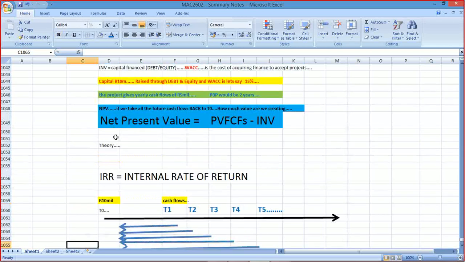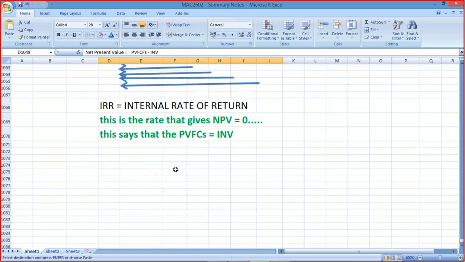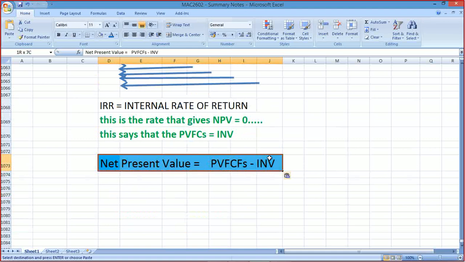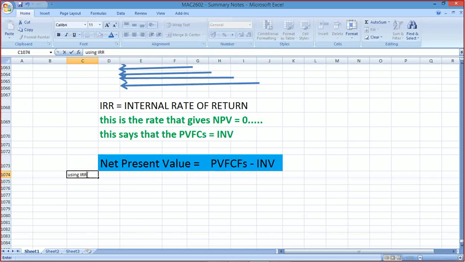Okay, because the formula was this. Net present value equals present value of your future cash flows minus initial investment. Okay, so using IRR, your net present value will be 0. NPV would equal 0, meaning that the present value of your future cash flows equals your initial investment. That's what you're saying.